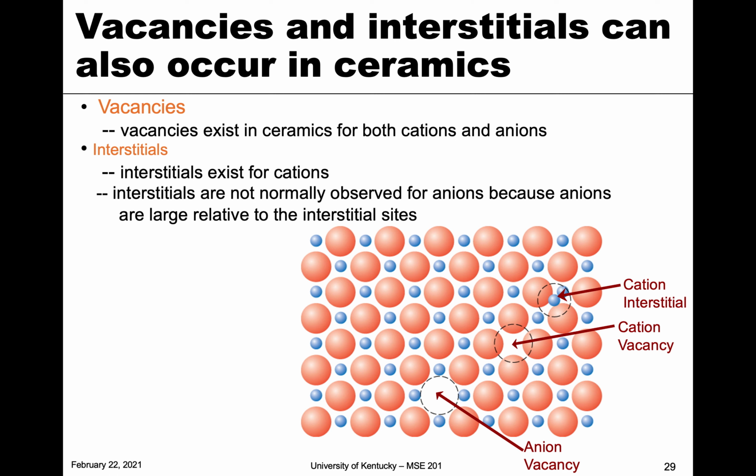This is not a hard and fast rule. If you have a system where the anions are relatively small, then you could have an anion interstitial as well. But in general, we typically only see cation interstitials like you have here.